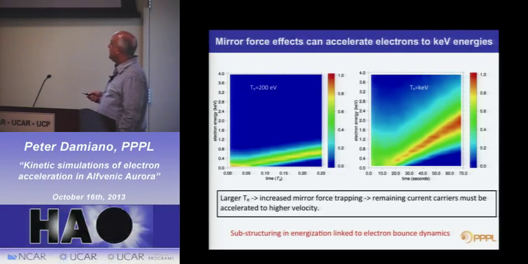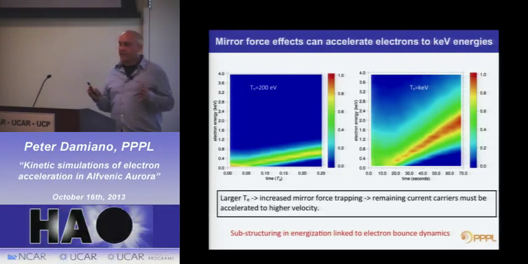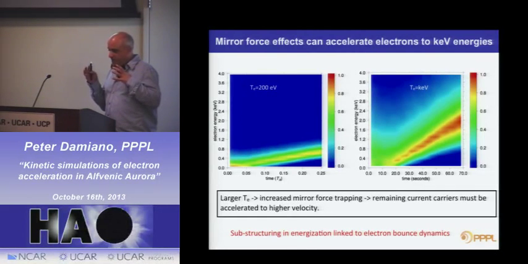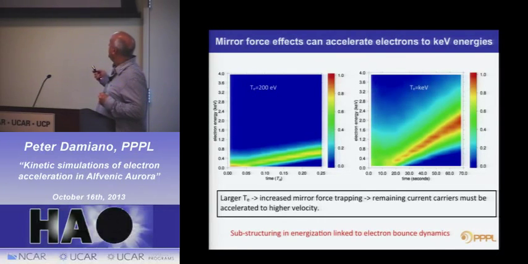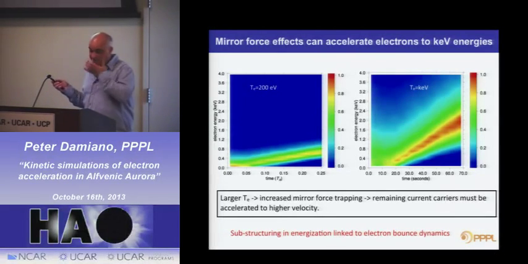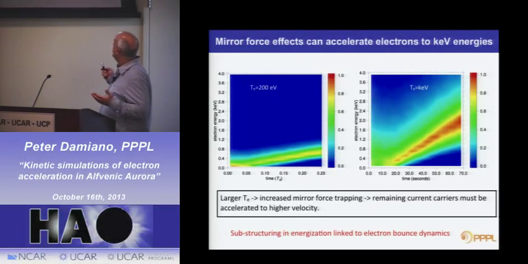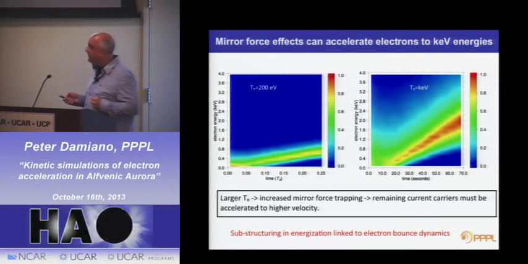With the larger ambient electron temperature, you actually have increased mirror force trapping. So the distribution function, the distribution of electrons, is more effectively trapped with a higher temperature. So the remaining current carriers must be accelerated to higher velocity to actually carry the current. So that's what you're seeing in the keV case, that fewer electrons are being accelerated to much higher velocity in order to carry the current. And you see that in this case, we're energizing electrons to about 2 keV, whereas in the 200 eV case, the electrons are only being accelerated to a few hundred eV.